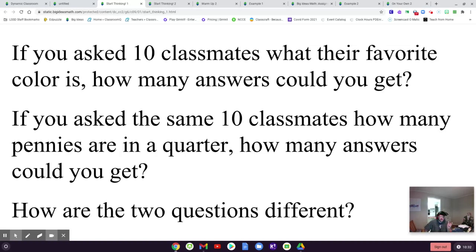So how are the two questions different? Well, the first question, when you're asking favorite color, is called a statistical question. The reason is that you would get a variety of answers. Whereas the second question about the pennies and the quarter is just a factual, non-statistical question. You're just getting one answer. Not a very interesting question, really, unless you need to know how many pennies are in a quarter. So, statistical questions are the kind of questions that would give you a variety of answers.